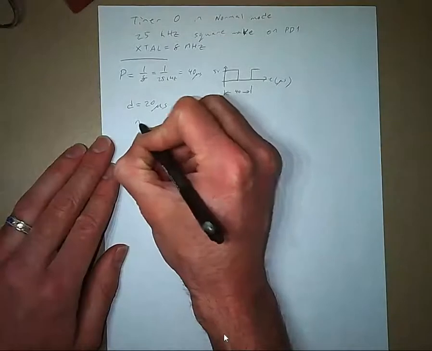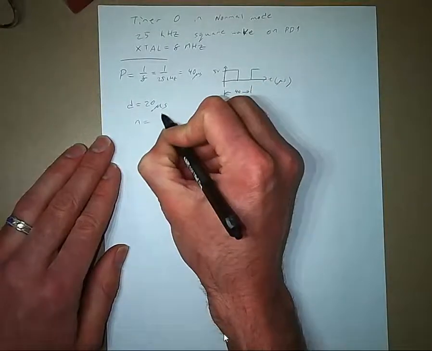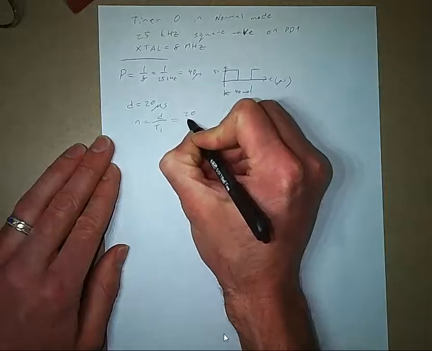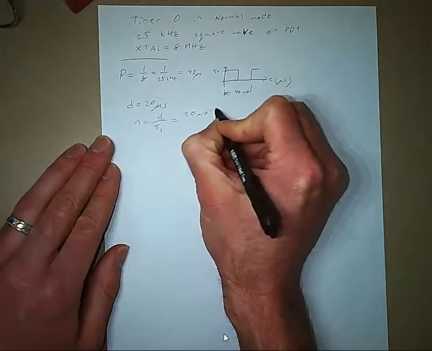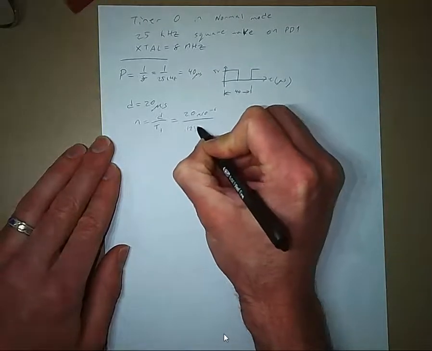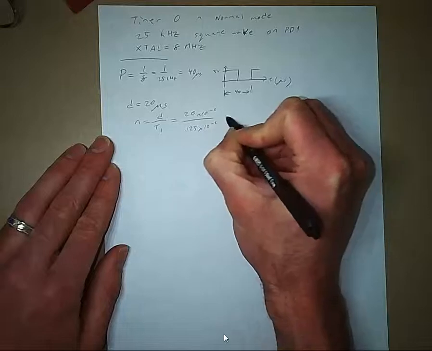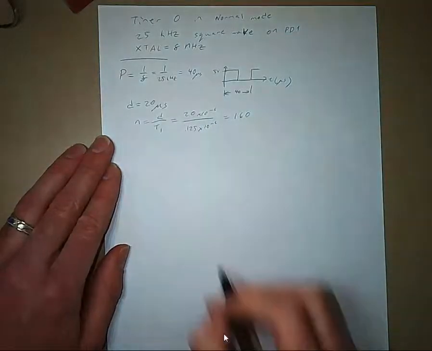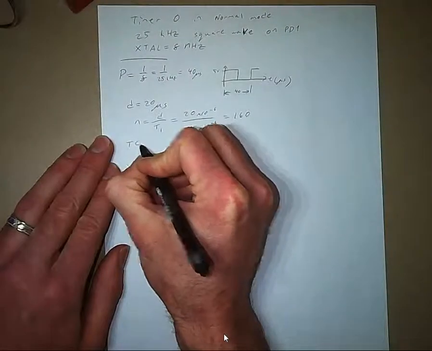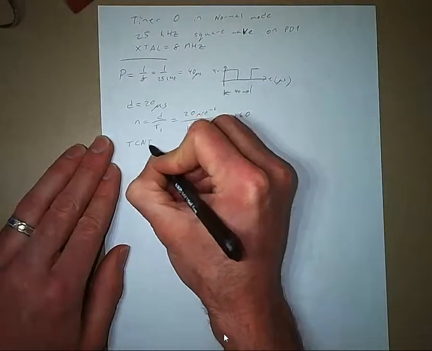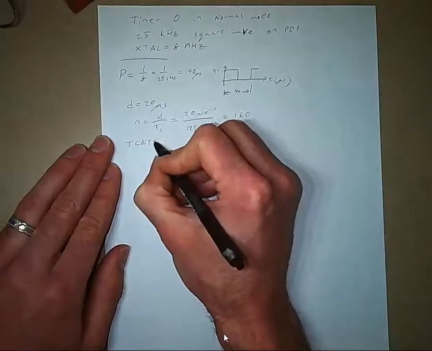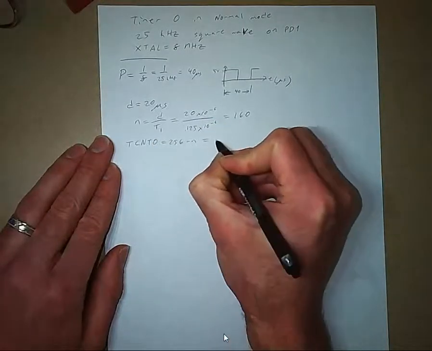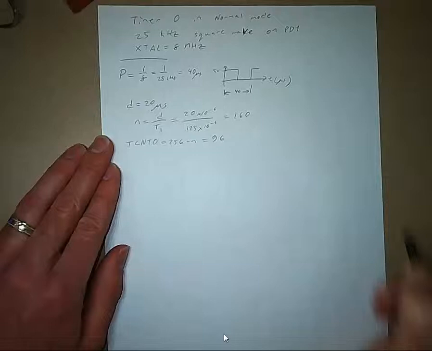So the number of bits or number of increments is just delay divided by T1, which is 20 times 10 to the minus 6 over 0.125 times 10 to the minus 6, which is 20 times 8, so 160. And since we're in normal mode, we find out to preload the counter, TCNT0, is 256 minus N, which is 96.